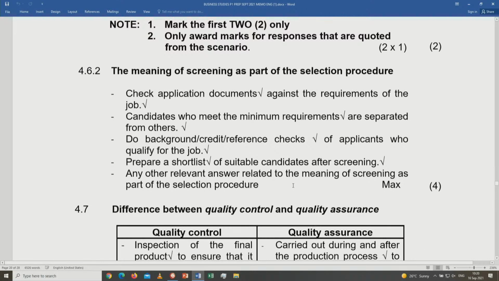And then the meaning of screening. What is screening? It is to check application documents against the requirements of the job. Candidates who meet the minimum requirements are separated from others, and background or credit reference checks are done on applicants who qualify for the job. Prepare a short list of suitable candidates after screening. So this is what screening is all about, and this is what was expected from the responses of the learners.